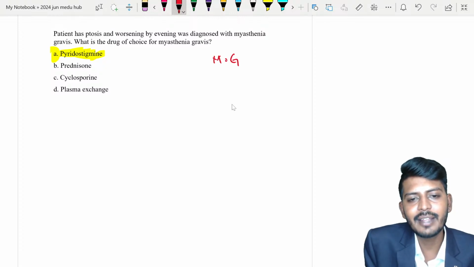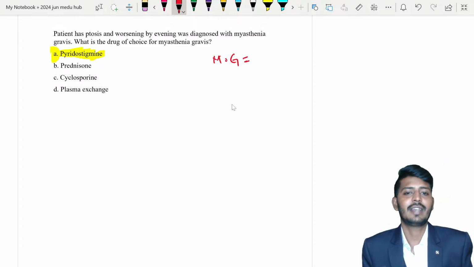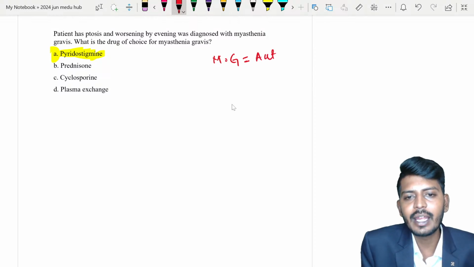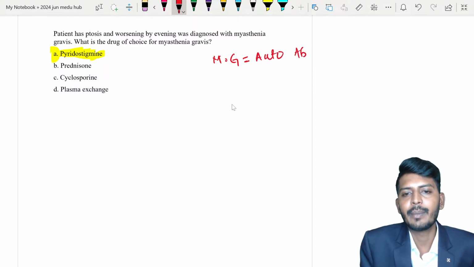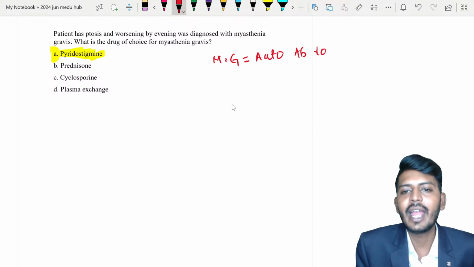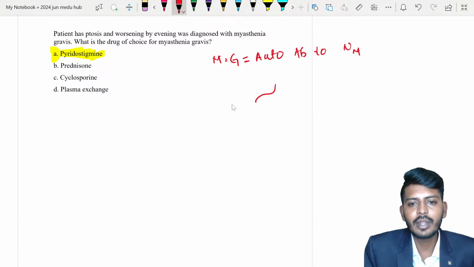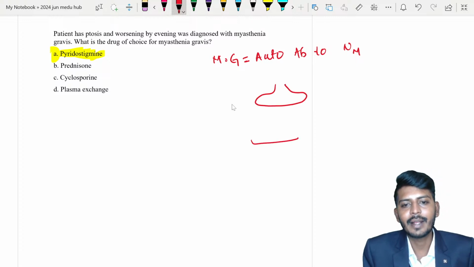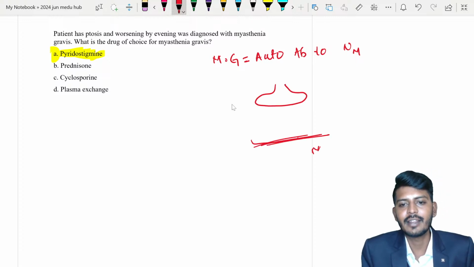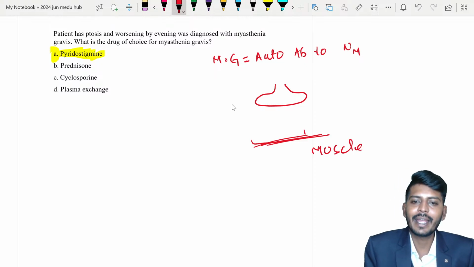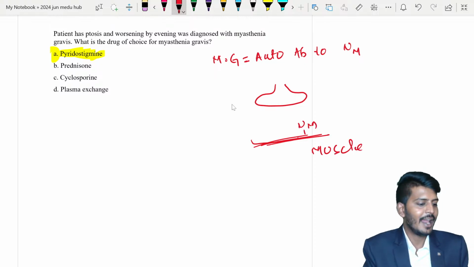myasthenia gravis में किस चीज के वजह से आता है? There is a autoantibodies to which receptor? To the NM receptor. तो ये एक नर्व था. ठीक है. Here is the muscle, okay, here is the muscle. एंड यहाँ पे क्या है? NM receptor है.